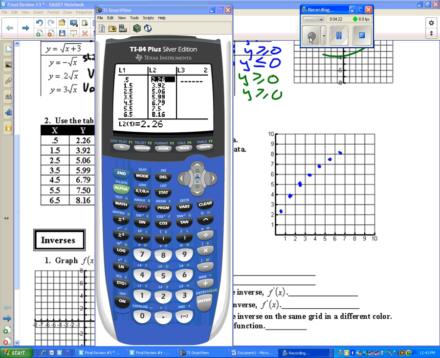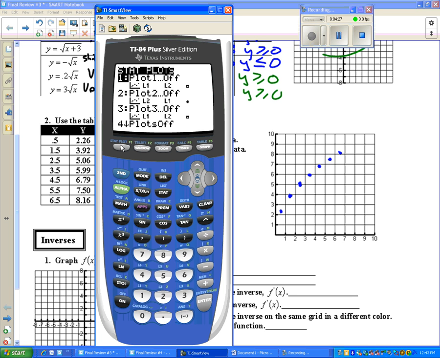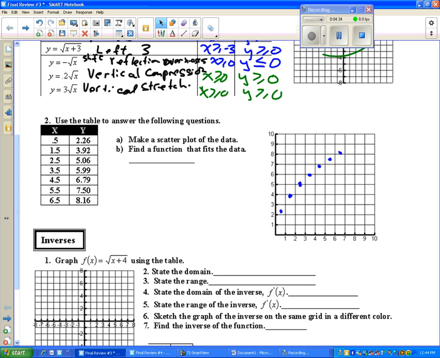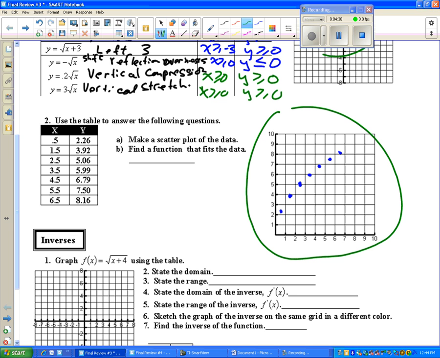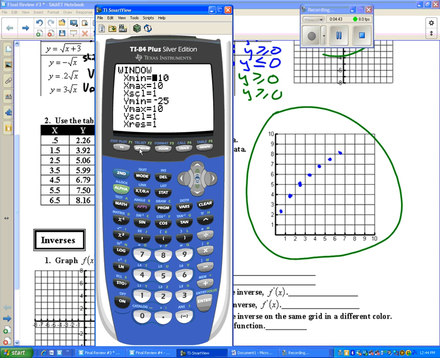Okay, so I have it in my calculator. I'm going to hit second y equals to turn my stat plot on. I'm going to do zoom. Here's my lovely little window. Here's a really nice window that I can use. It tells me what I want as a window. So go back to my calculator, plug in this window. 0 to 10 for my x's, count by ones. 0 to 10 for my y's, count by ones. Graph. Now those points is the scatter plot.